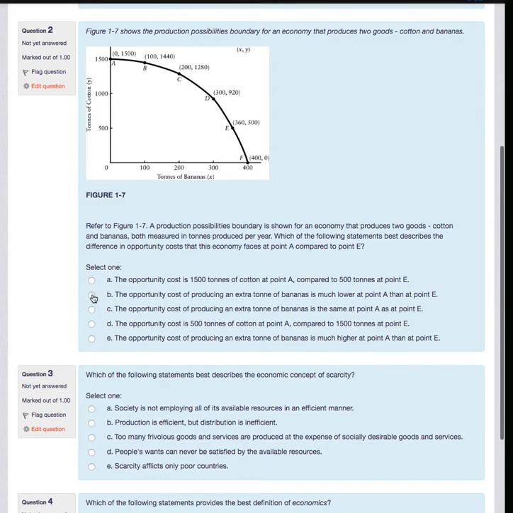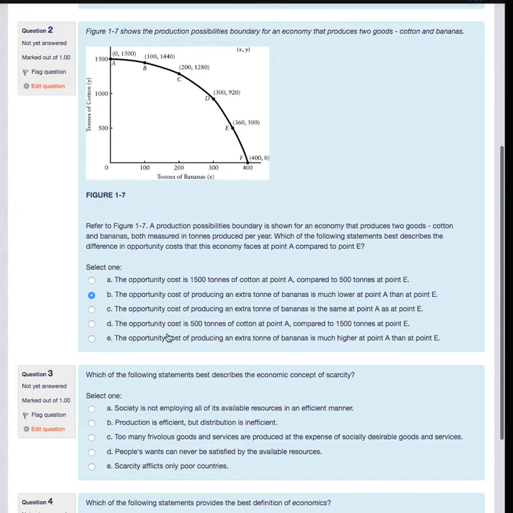So here is the right answer. The opportunity cost gets bigger the more you produce. The first 100 units I was able to do so with only giving up 60 units. So that 1500 minus the 1440, 60 units of cotton to get 100 units of bananas. Then I had to give up 1440 minus 1280, so 160. And then I had to give up 360. And then for the last 100 units, I had to give up 920. So it just gets bigger and bigger.